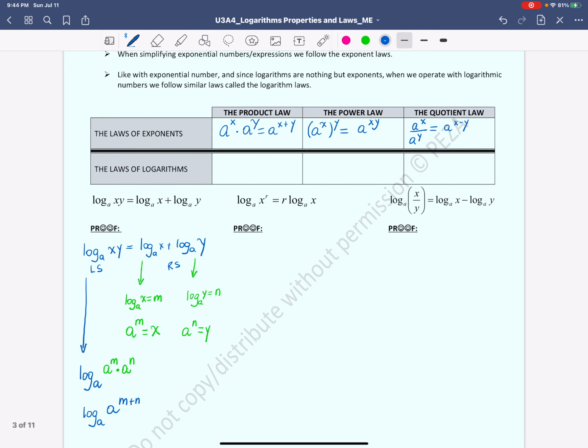Now we're going to move on to the next proof. Let's write this down here. We have log with base a of x to the r equals r log with base a of x. Oops, sorry, we have a in here. So what we are going to prove in here is that the left side equals the right side.